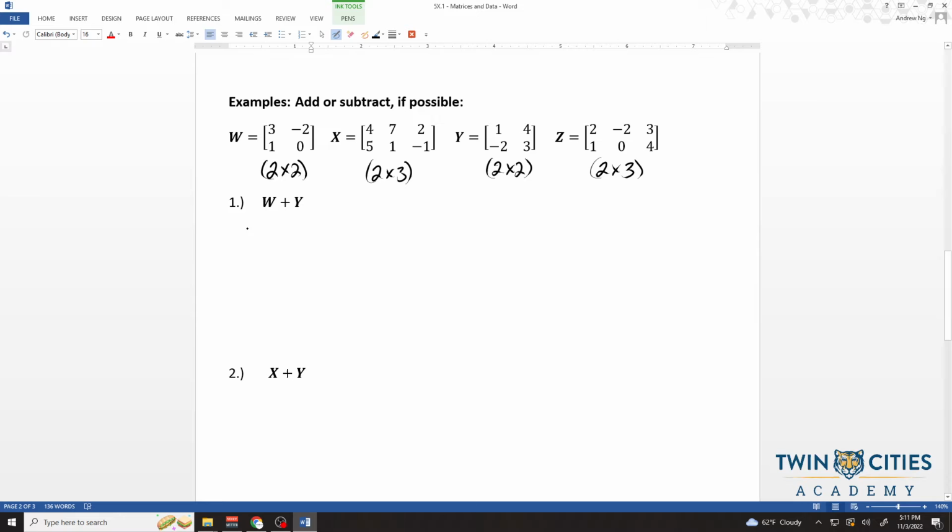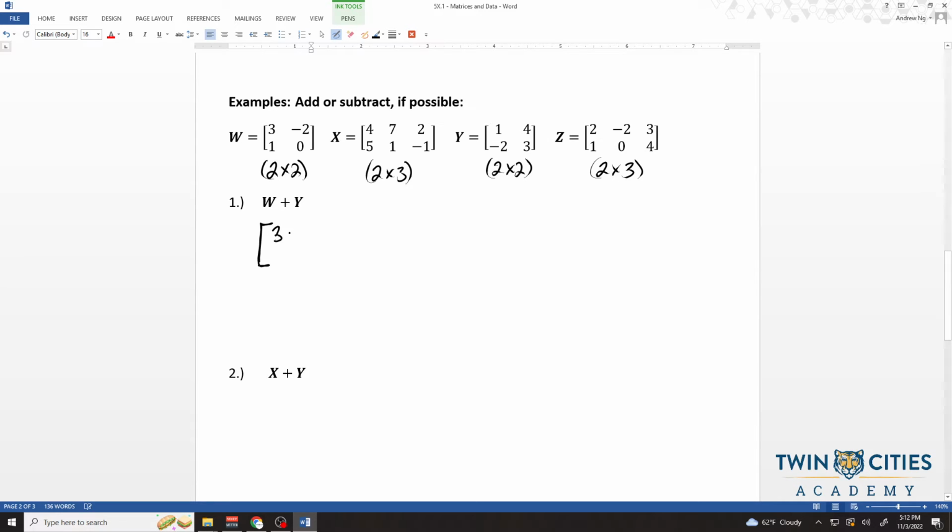All right, number 1, W plus Y. So I've got this W plus this Y. The first thing I check, are they the exact same dimensions? W is a 2 by 2, Y is a 2 by 2. Good. That means I can add these together. So let's write down what W plus Y would look like.